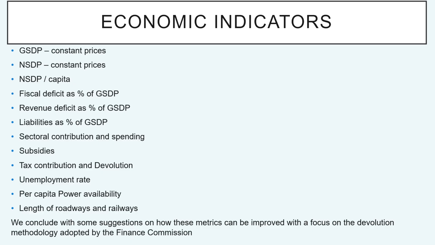The following metrics will be used to understand the economic growth of states and union territories. Gross State Domestic Product, GSDP, constant prices, Net State Domestic Product, NSDP, constant prices, NSDP per capita, fiscal deficit as percent of GSDP, revenue deficit as percent of GSDP, liabilities as percent of GSDP, sectoral contribution and spending, subsidies, tax contribution and devolution, unemployment rate per capita, power availability, length of roadways and railways.